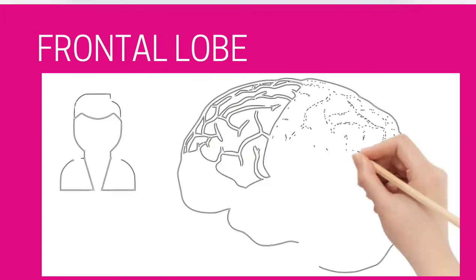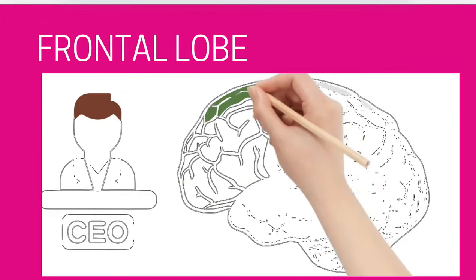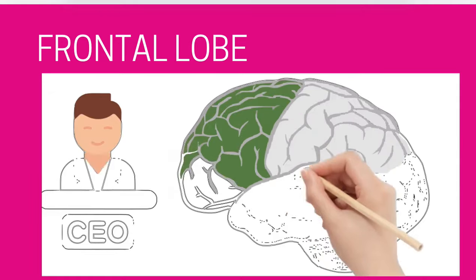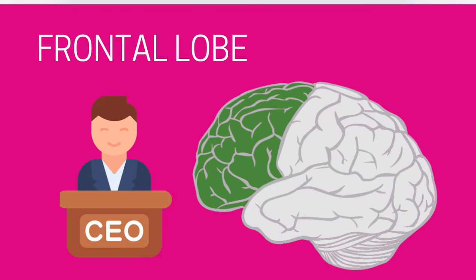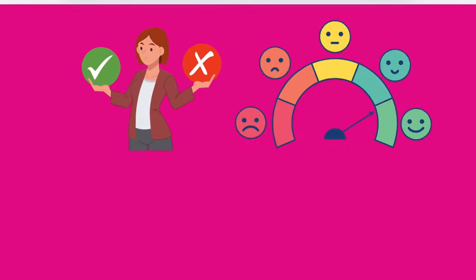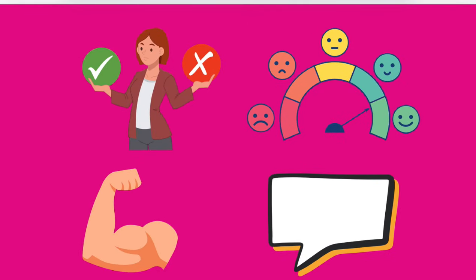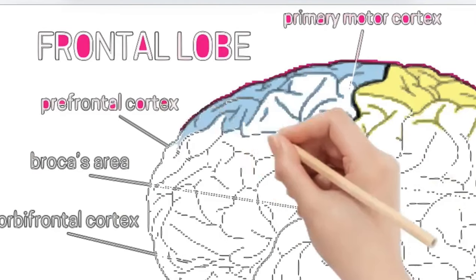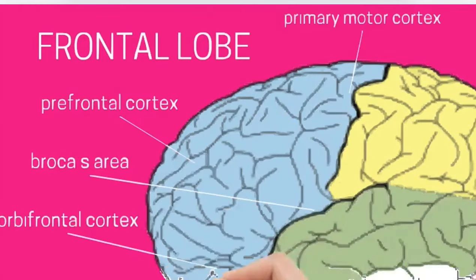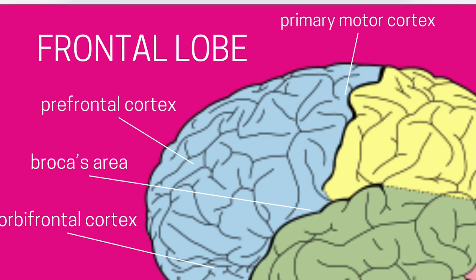The frontal lobe is the largest lobe in the cerebrum. It is a CEO overseeing and directing operations. It also plays higher cognitive functions compared to the other 3 lobes, making it the command center. These functions include engaging in decision-making, problem-solving, emotional regulation, motor function, and speech production. The frontal lobe consists of 4 parts: the prefrontal cortex, the orbifrontal cortex, the primary motor cortex, and Broca's area.